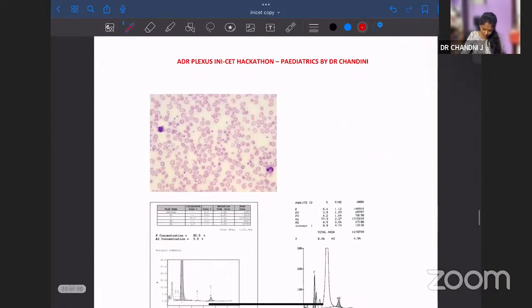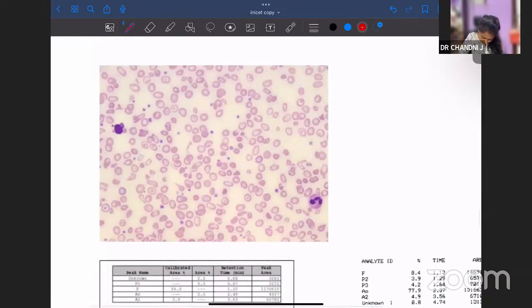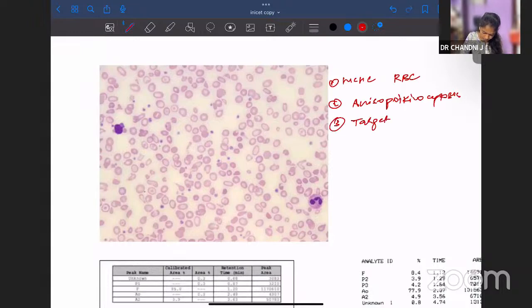Now coming to the peripheral smear. In peripheral smear, you can see microcytic hypochromic RBCs, anisopoikilocytosis, then target cells. What are target cells? Can you see here? These are target cells, like a target. So these are target cells and basophilic stippling.